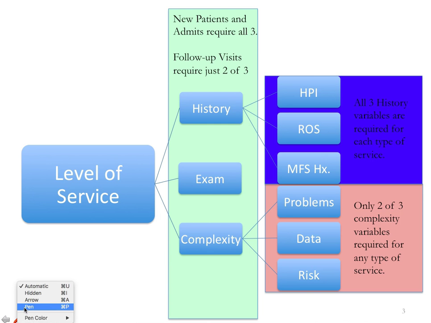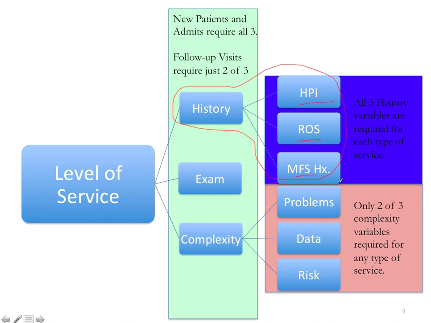The next slide shows you a little bit more granular detail regarding what goes into supporting the different levels of service. What it shows here at the top is that within the history component of documentation, there are actually 3 subcomponents: the history of present illness, the review of systems, and the medical, family, and social history. I'll go into each of those in more detail shortly, but one concept that's really important to understand is that when we're using the history component of documentation to support any given level of service, all 3 of these subcategories need to be met or exceeded.